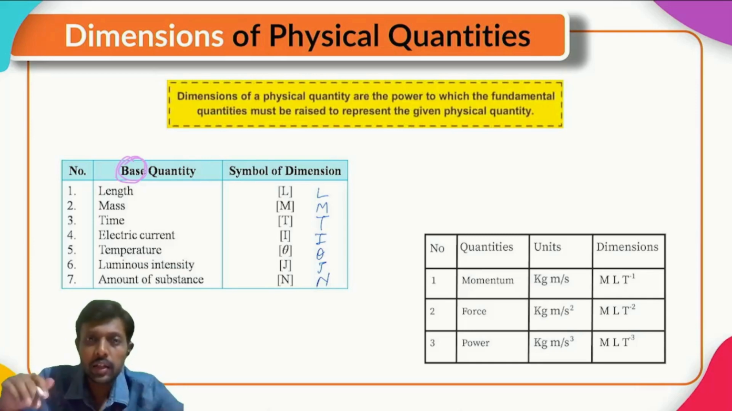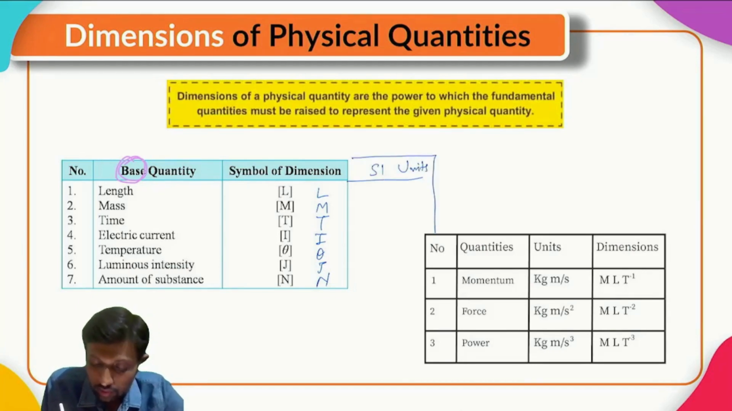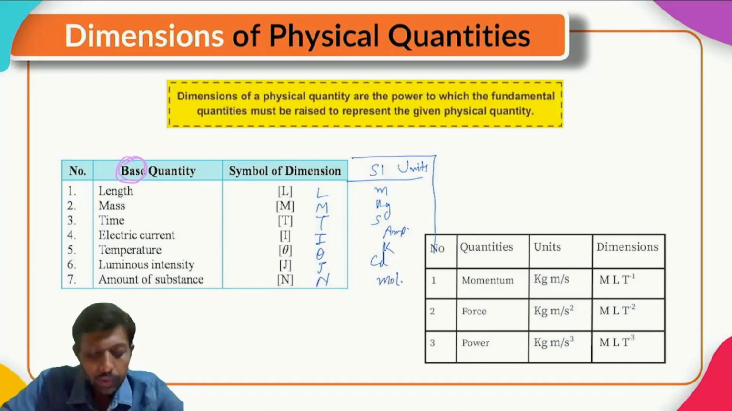Remember, before this, we've studied about SI units. So if I have to write the SI units here, the SI unit of length was meters. For mass, it was kg. For time, it was seconds. For electric current, it was amperes. For temperature, it was Kelvin. For luminous intensity, it was candela. For amount of substance, it was mole. These were the SI units, but their symbols are a little different.